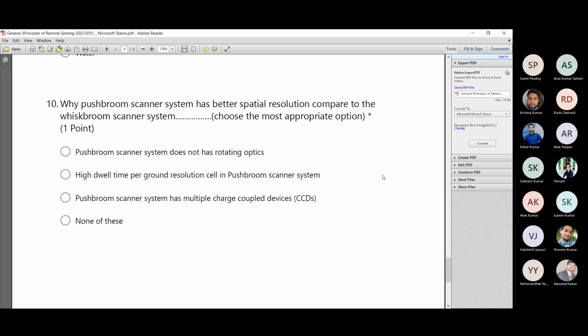So the spatial resolution is dependent on how much energy is sensed at the sensor. So let's say if we elaborate our discussion in the context of this problem, the total amount of energy that reaches the sensor is E. We selected E.